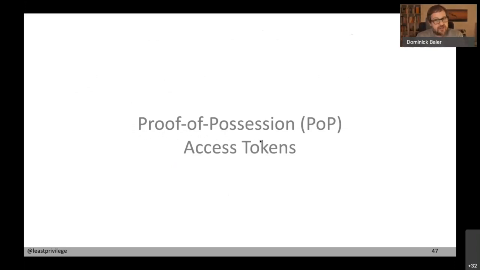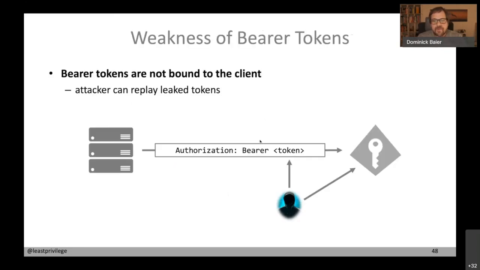Proof of possession access tokens. As I said, that's a hot topic in the OAuth world, because back when OAuth 2.0 was specified, to go even one more step back, OAuth 1.0 had proof of possession tokens, meaning the tokens are bound to the client and only the client can use them by bringing in some key material into the mix. With OAuth 2.0, they dropped that feature to make it simpler to use, right? And not everyone was happy about that.